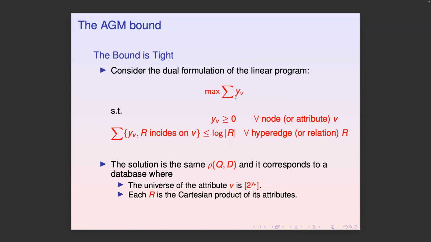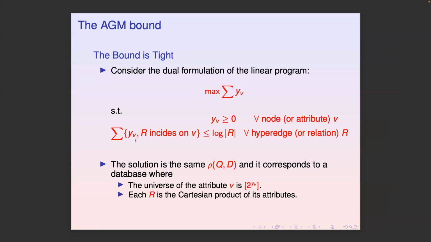You can take the dual formulation of the linear program where you have to maximize these variables, which are now associated with the nodes and not to the relations. They are weights of the nodes and not weights of the relations, so that they are non-negative and the sum of all the weights you assign to the attributes of every relation is at most the logarithm of its size.